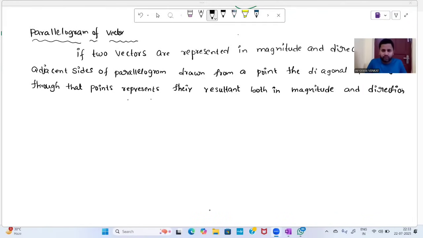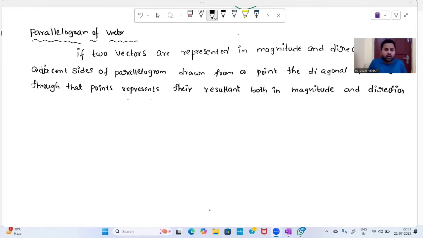Okay, so today we are going to discuss the topic: parallelogram law of vectors, that means addition of vectors. One application we are going to discuss. We have different types of addition of vectors: the polygon law of vectors, the triangle law of vectors, and the parallelogram law of vectors. So today we are going to discuss the parallelogram law of vectors.